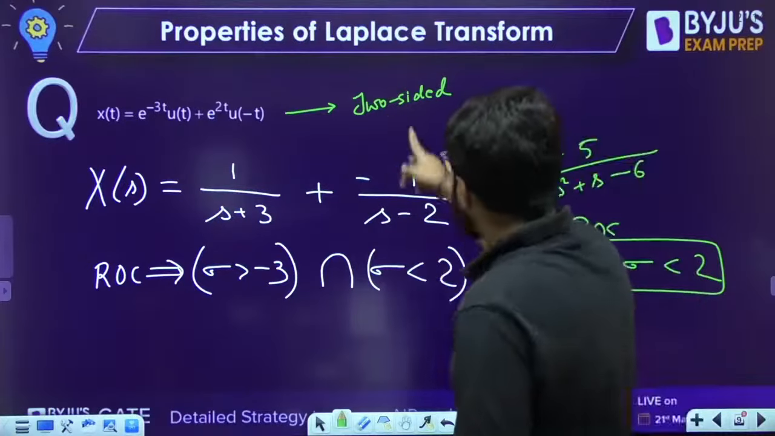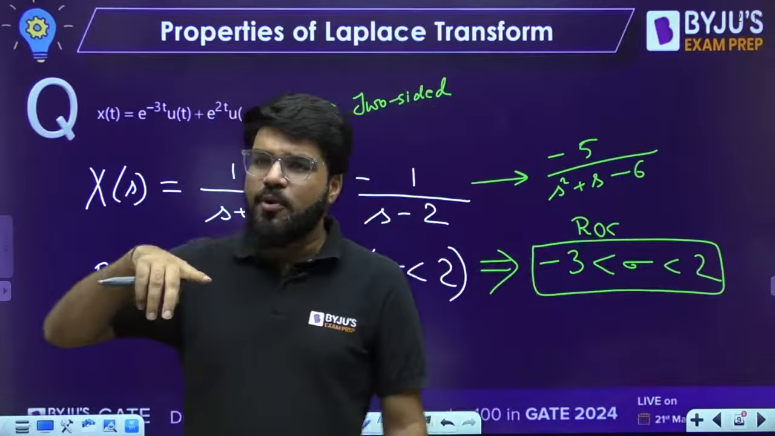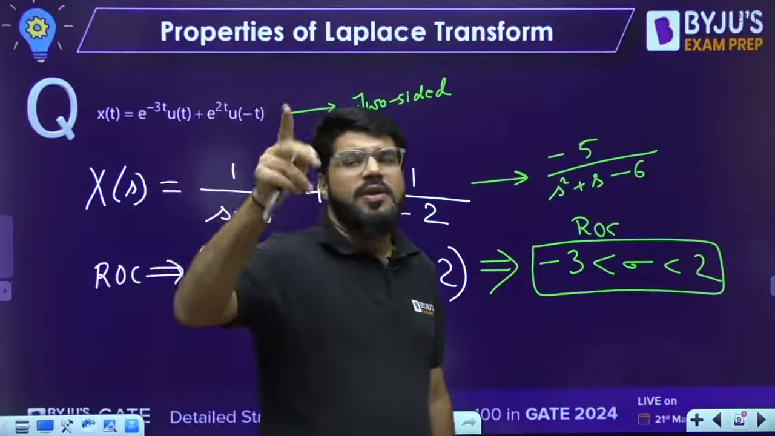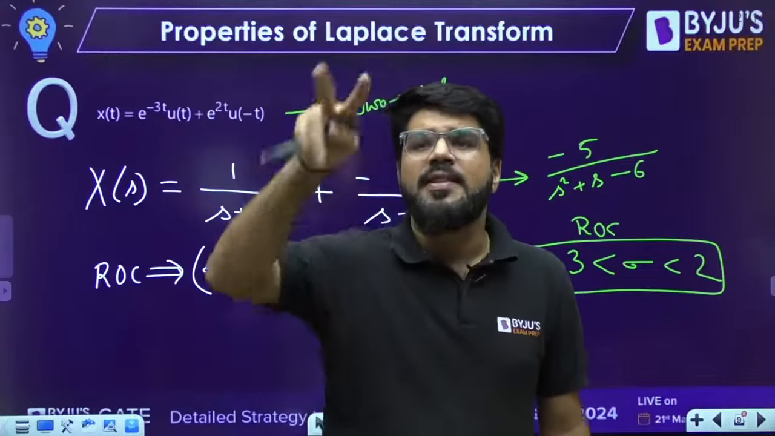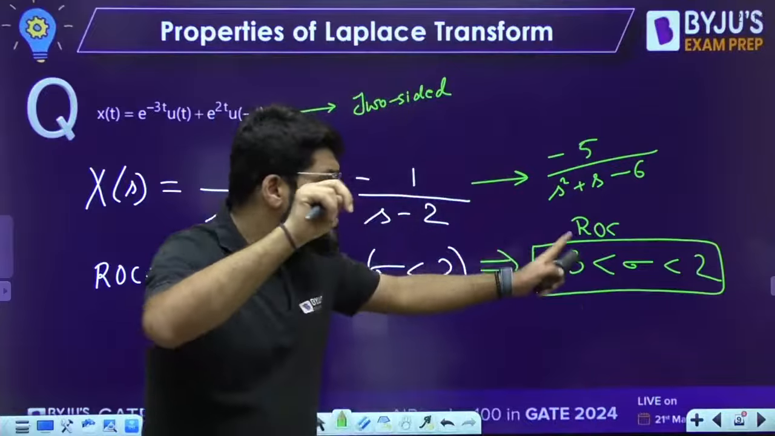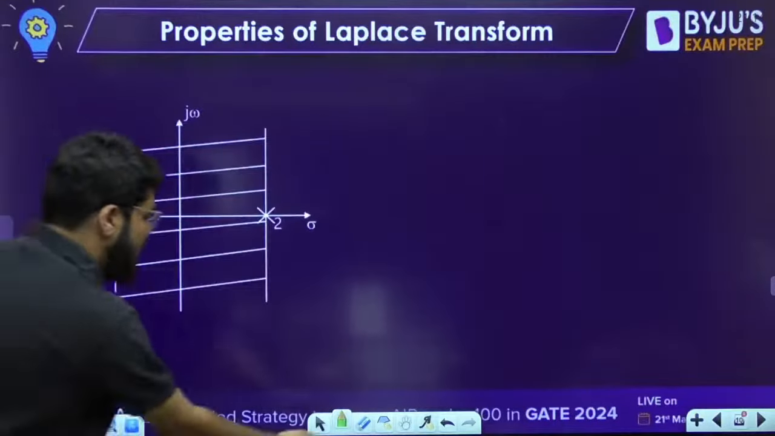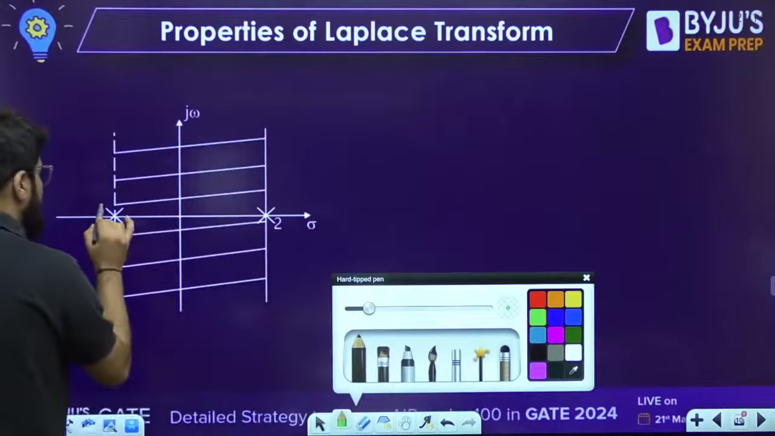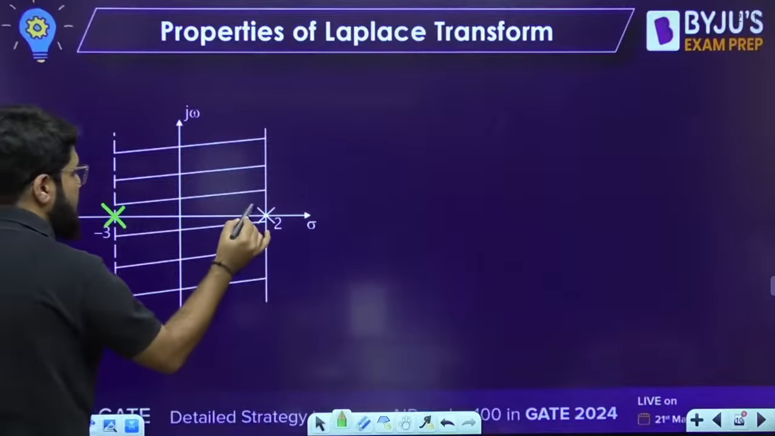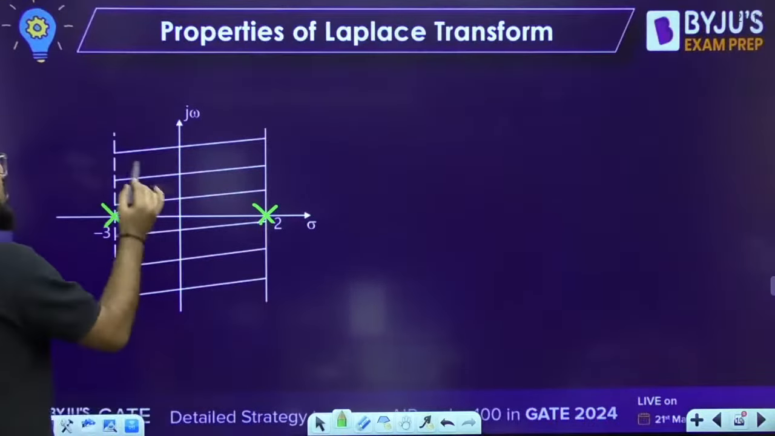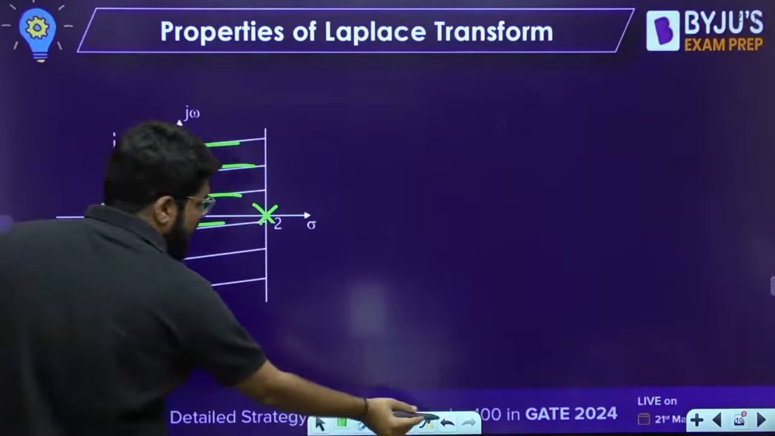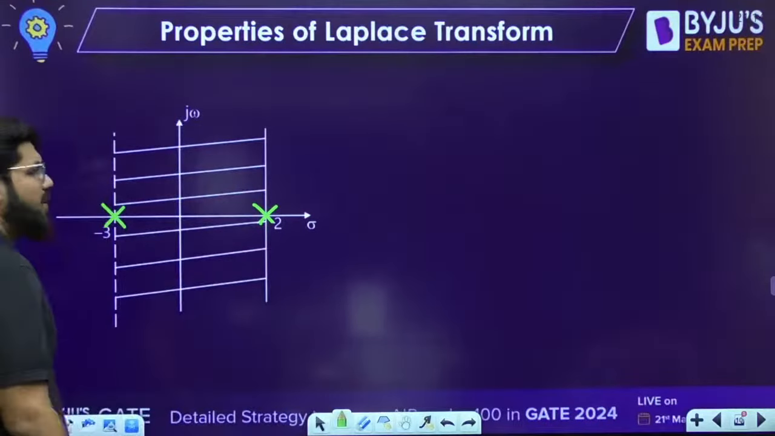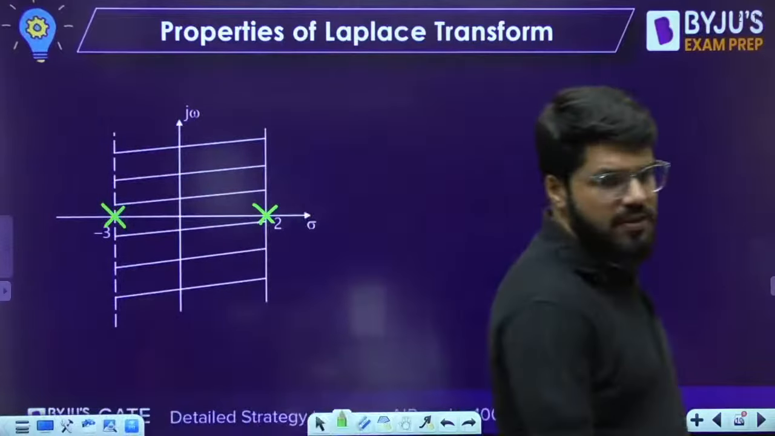Two-sided signal. Now again, an important point we have seen in the last class: for a two-sided signal, the ROC consists of a finite strip in the S-plane between -3 and 2. Have a look at the picture. Between -3 and 2, let me highlight the poles once again. Between -3 up to +2, the ROC is just a finite strip, a finite strip between the two poles. Clear? Between the two poles. That is what it is.